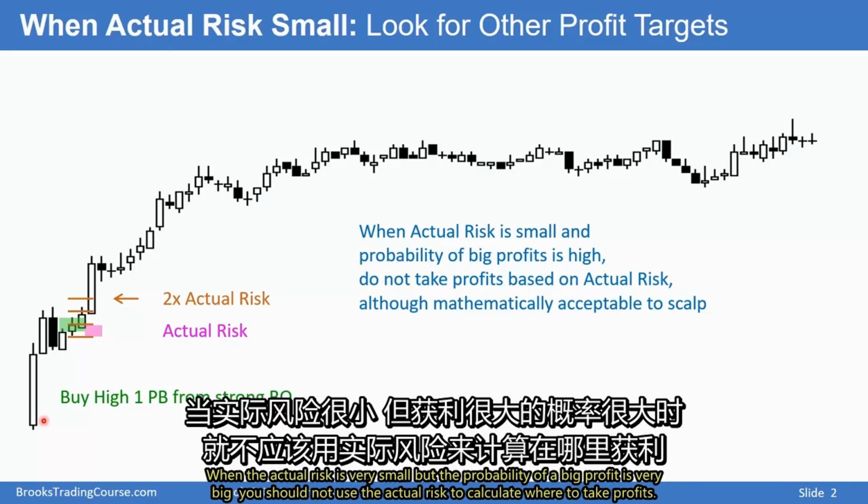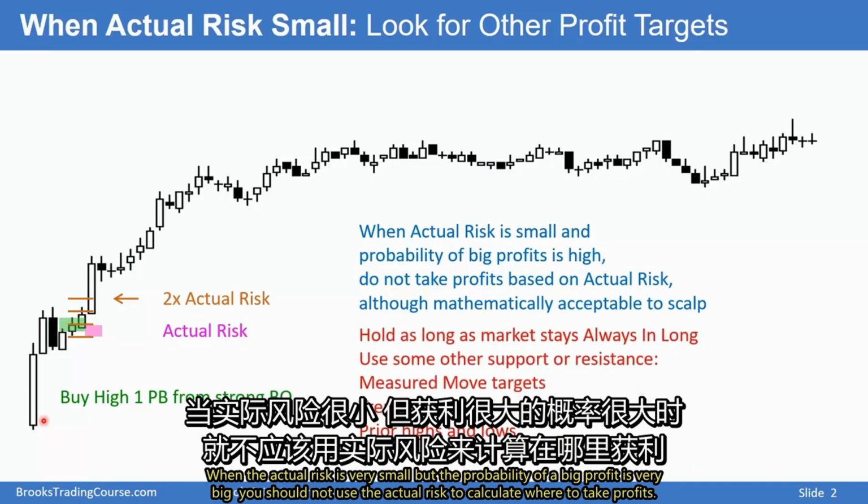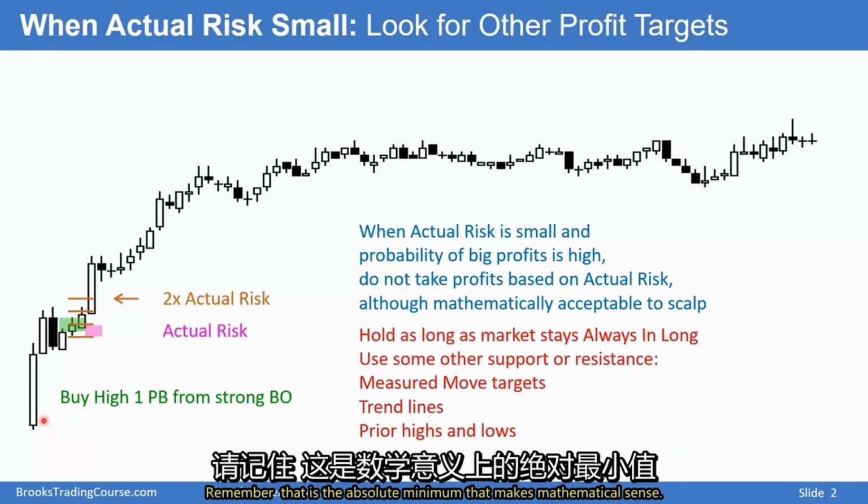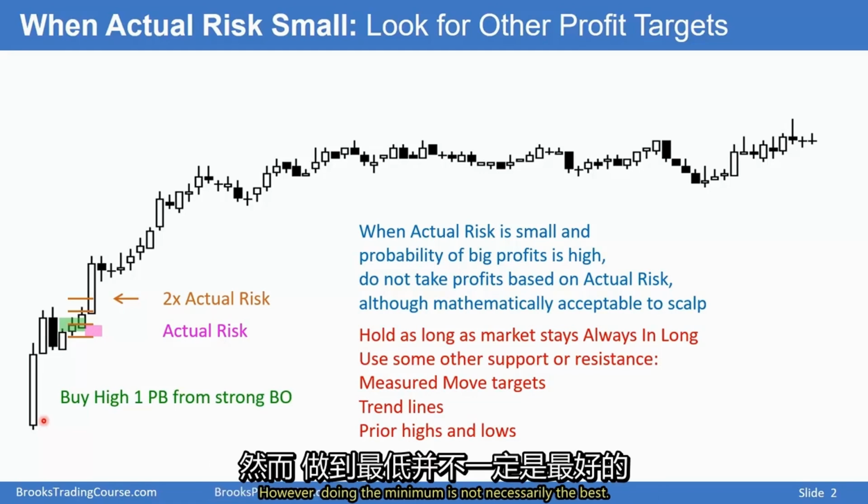When the actual risk is very small, but the probability of a big profit is very big, you should not use the actual risk to calculate where to take profits. Remember, that is the absolute minimum that makes mathematical sense. However, doing the minimum is not necessarily the best.